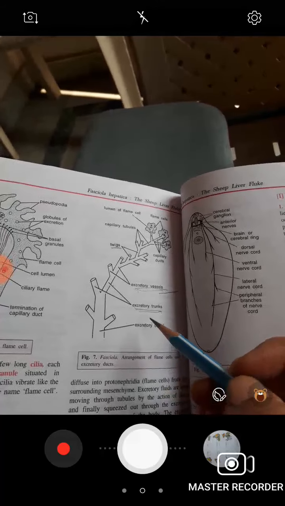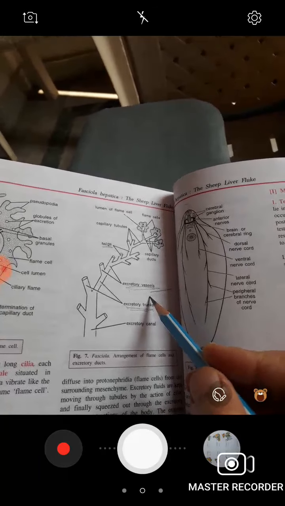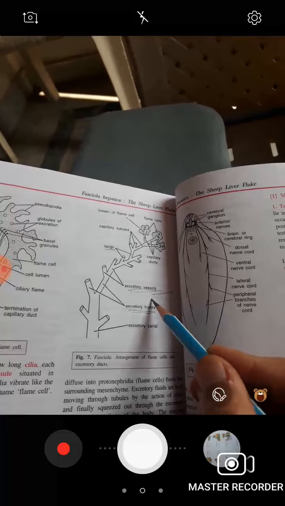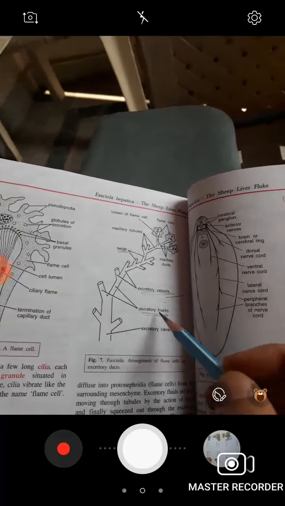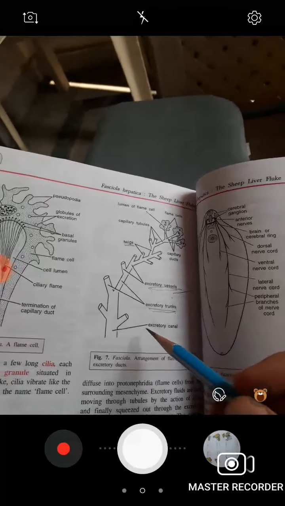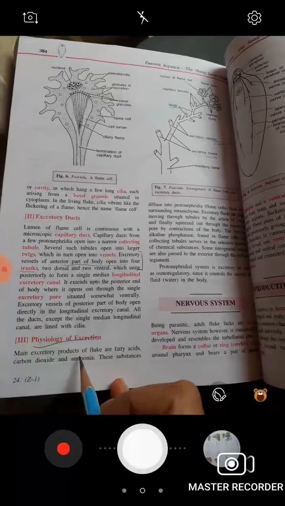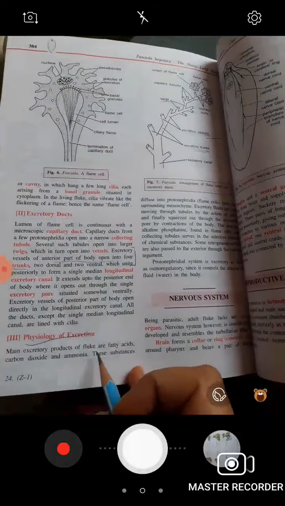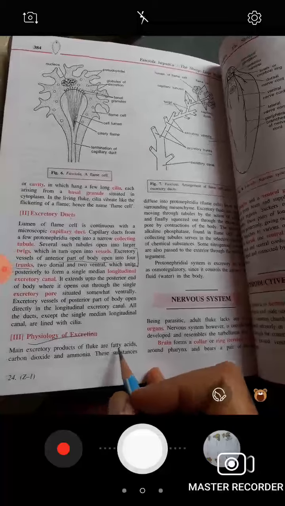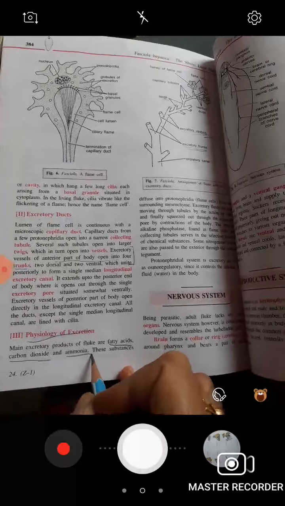Now these excretory vesicles of the posterior part of the body open directly in the longitudinal excretory canal. So all these ducts, except the single median longitudinal canal, are lined by cilia. Now after this, we deal with the physiology of excretion. Physiology means what type of excretory products the fluke excretes. The excretory products that are formed are fatty acids, carbon dioxide and ammonia.